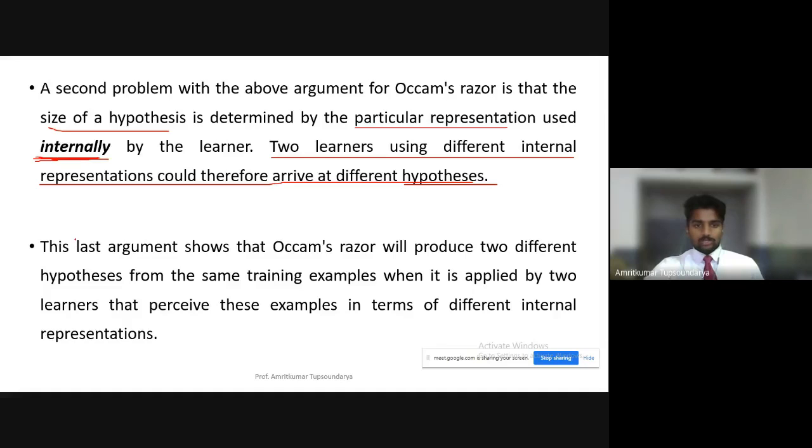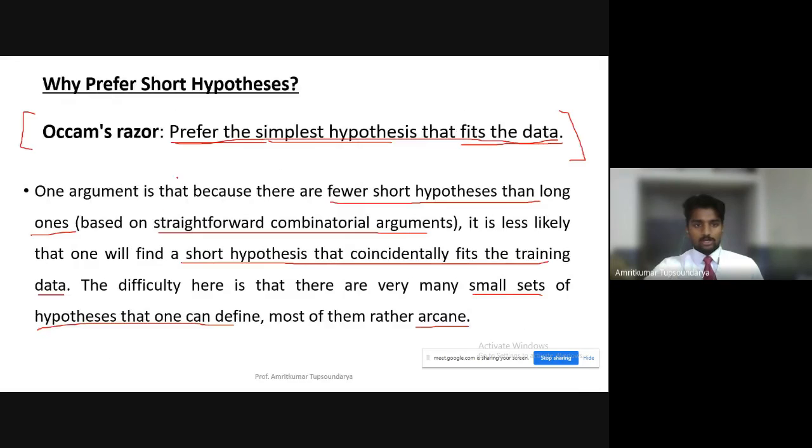Another argument with respect to Occam's razor that we discussed, let me recall, says to prefer the simplest hypothesis that fits the data. Why I'm giving you this repeated definition is because this is very important, and it will tell you a lot of other things. What are the shortcomings of preferring a shorter hypothesis? What are the advantages of preferring the simplest as well as the shortest hypothesis?